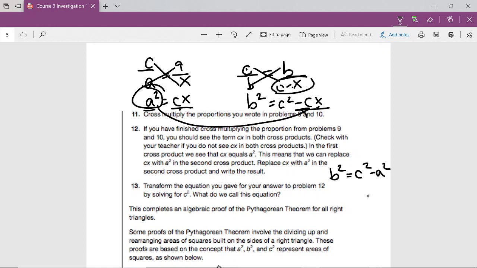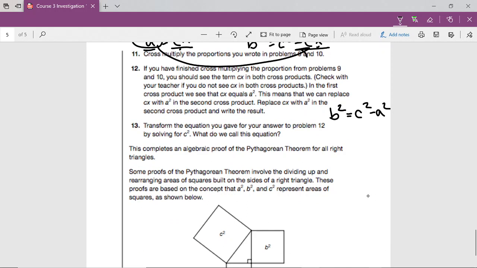Starting to look familiar. What we're going to do next in 13 says transform the equation you gave for your answer in problem 12 by solving for C squared. So in order to solve for C squared, I want it alone, so I need to get rid of this A squared by adding it. And I get A squared plus B squared equals C squared. And this is the proof.